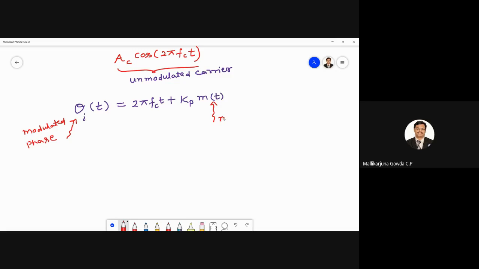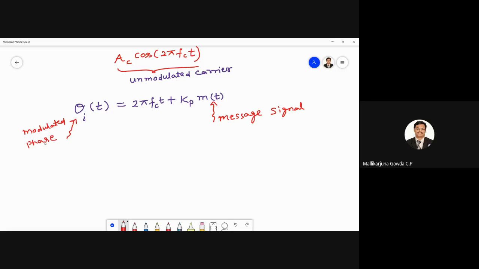This one is my message signal, right? And you all know what this Kp is. Similar to amplitude modulation, where we used to write Ka as the amplitude sensitivity factor, here we write Kp as the phase sensitivity factor, and it is constant.